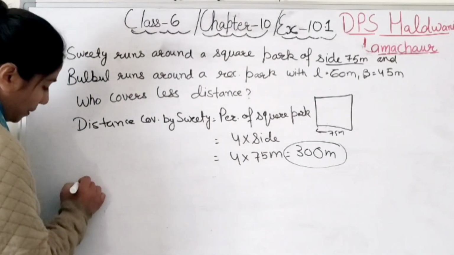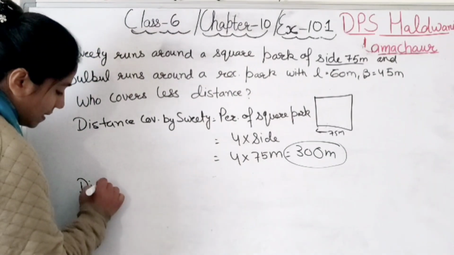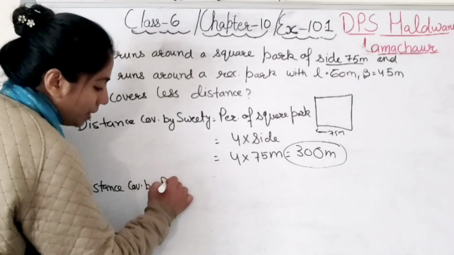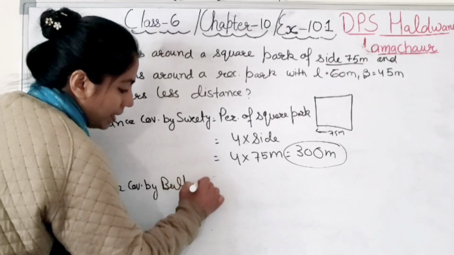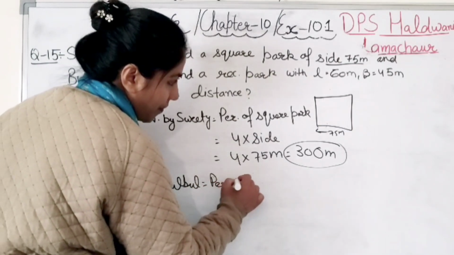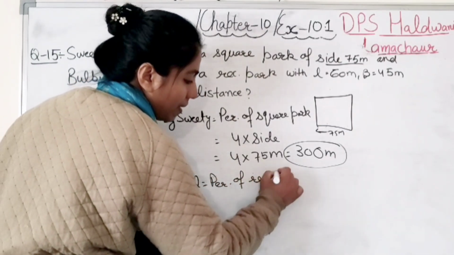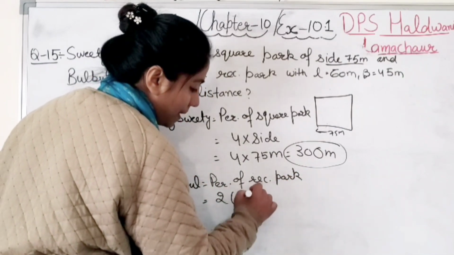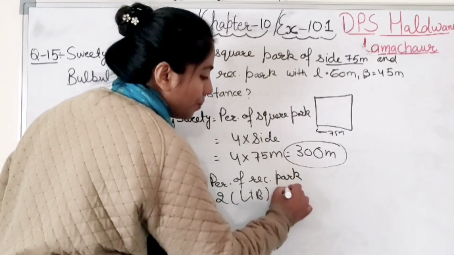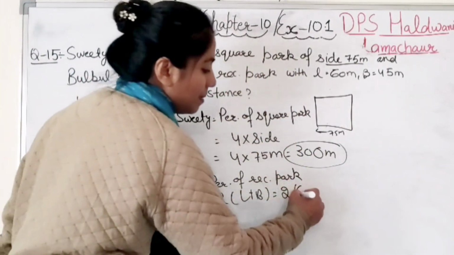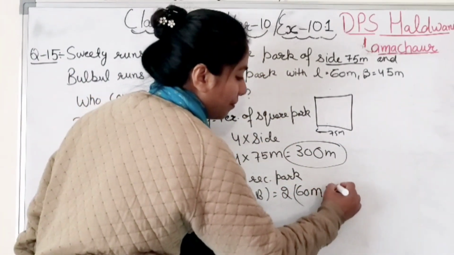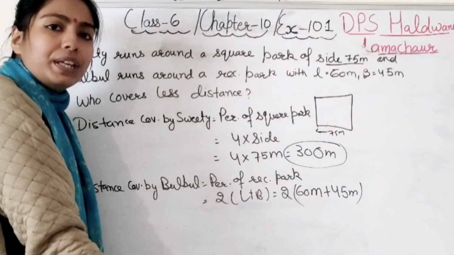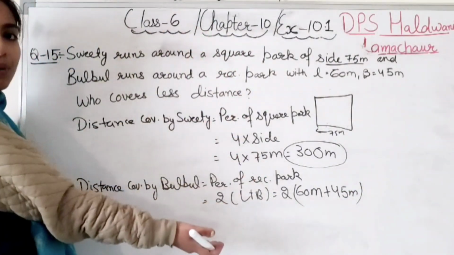Now Bulbul, distance covered by Bulbul will be perimeter of rectangular park. Rectangle का perimeter था 2 into L plus B. So that is 2 into length is given to you 60 meter plus 45. Students, see, very simple. Same type of question we are doing from the question 1 till question number 15.